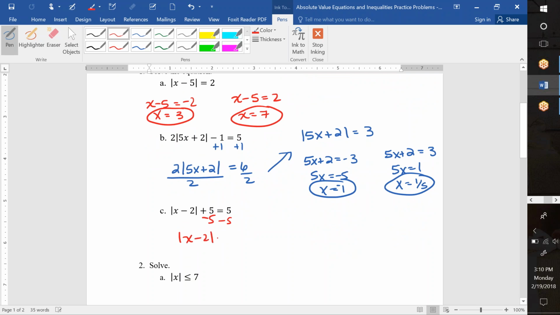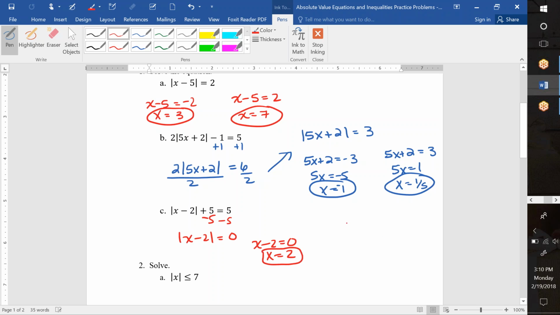Okay, C is not isolated, so we need to subtract over that 5 first. Now this is a special case. We didn't go over this one, but if you have equal to 0, 0 is never positive or negative, so there's only one. If your distance is 0, your answer is just whatever makes the inside of the absolute value 0. So that is a special case.